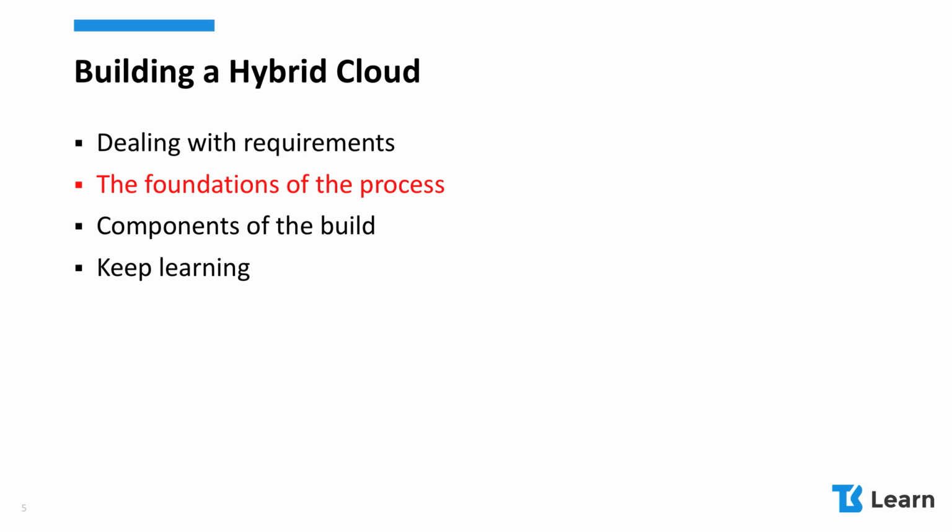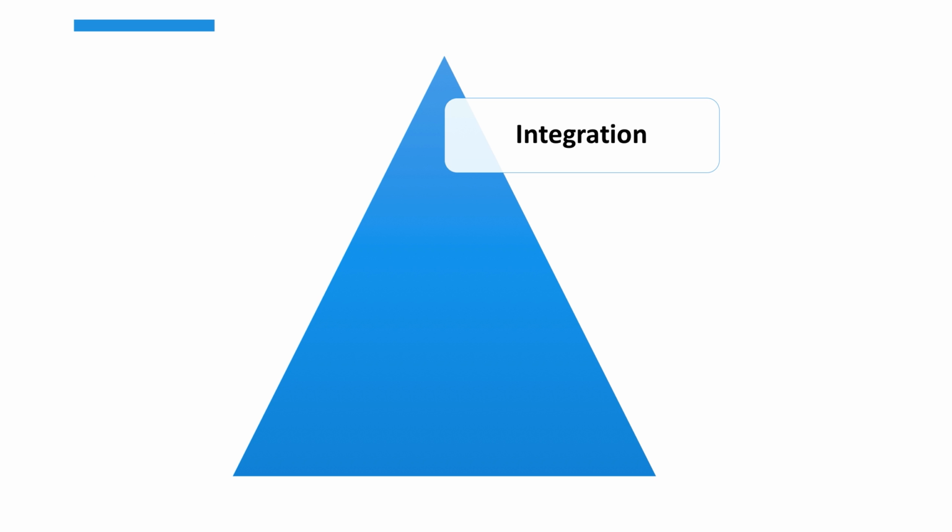So in building a hybrid cloud, let's look at the foundation of the process. Here we have a pyramid representing the highest level process, including integration, the ability to, in essence, create something that's going to allow the components to communicate one to another. Ultimately, this has to be a distributed system that's able to work as an integrated whole and function holistically.